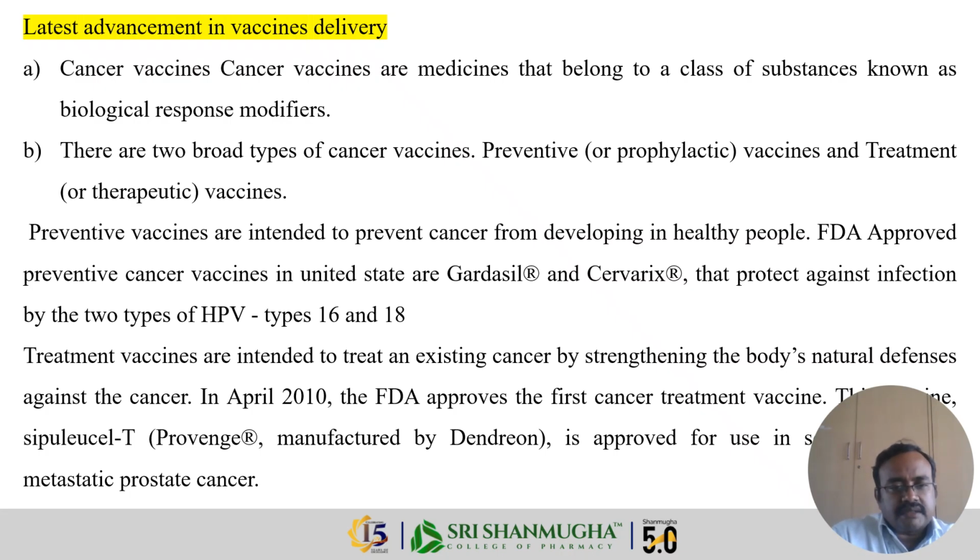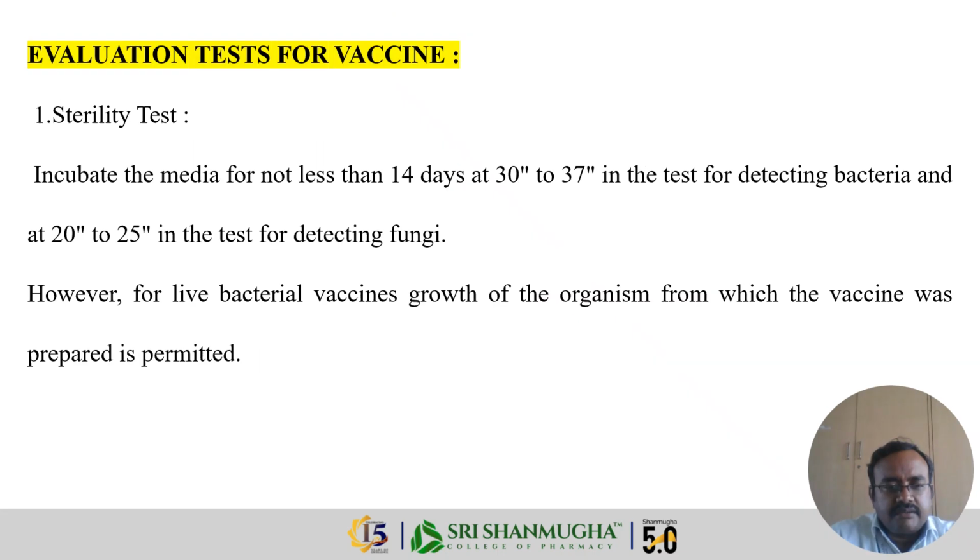The treatment vaccines are intended to treat existing cancer by strengthening the body's natural defense against the cancer. In the year 2010, the FDA approved the first cancer treatment vaccine. This is Sipuleucel-T. It was approved as the first cancer vaccine for metastatic prostate cancer. These are the latest advancements in vaccine drug delivery systems.